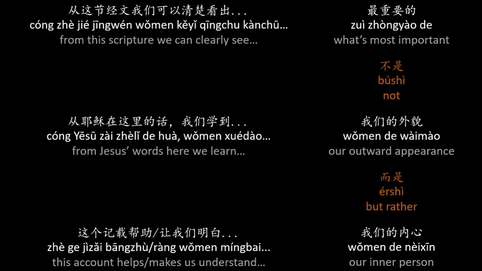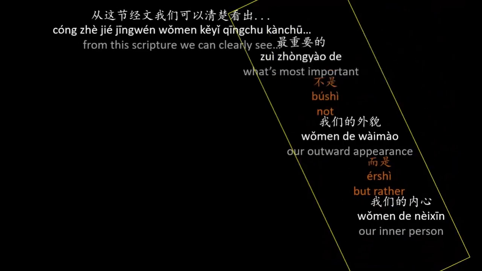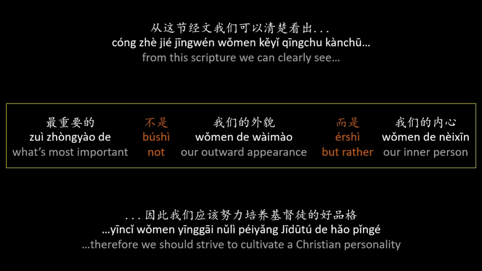Let's use the first one as an example. 从这节经文我们可以清楚看出, from this scripture we can clearly see, and then we can bring in this whole sentence here. 最重要的不是我们的外貌，而是我们的内心。And then finish off with something like 因此，我们应该努力培养基督徒的好品格。From this scripture, we can clearly see what's most important is not our outward appearance, but rather our inner person. Therefore, we should strive to cultivate a Christian personality.